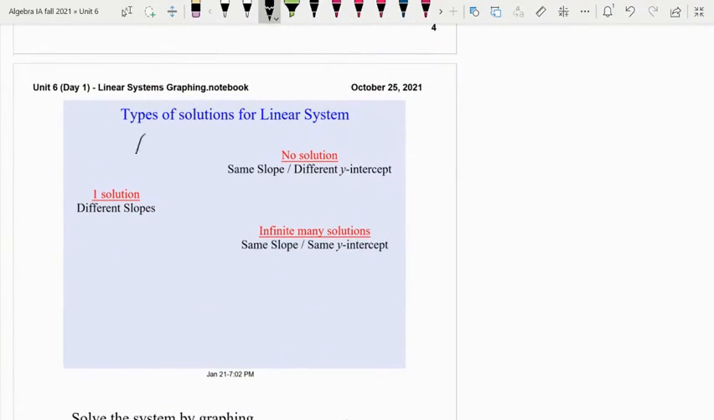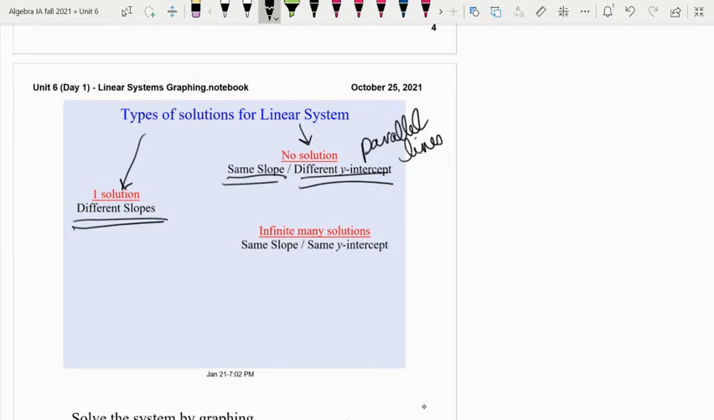Types of solutions. You can have one solution, which is when the lines have different slopes. No solution is the same slope, different y-intercept, and these are your parallel lines. And then infinitely many, which is same slope, same y-intercept, which means it's the same line.